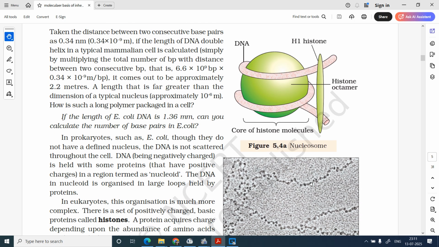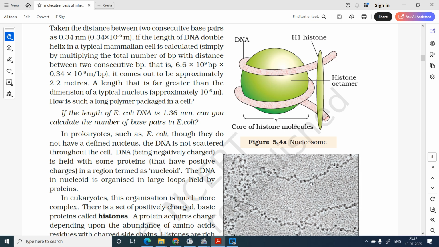If the length of E. coli DNA is 1.36 millimeter, can you calculate the number of base pairs in E. coli? In prokaryotes such as E. coli, though they do not have a defined nucleus, the DNA is not scattered throughout the cell. DNA, being negatively charged, is held with some proteins that have positive charges in the region termed the nucleoid. The DNA in the nucleoid is organized in large loops held by proteins.